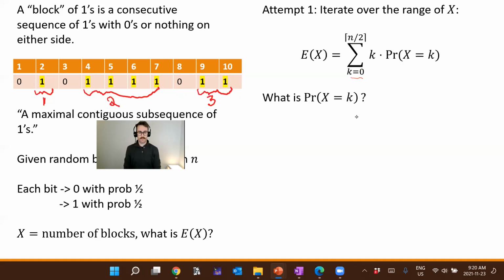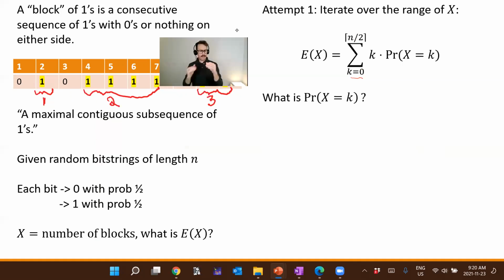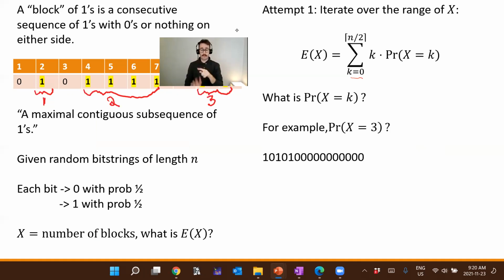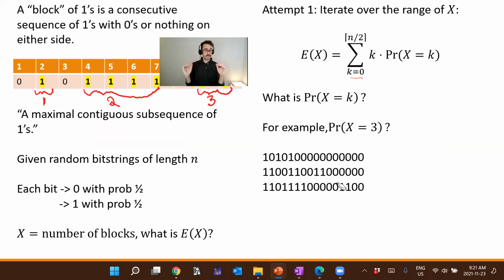All right, so what is the probability that x is equal to k? Well, we can take, for example, x equal to 3. So this is a bit string with 3 blocks. This is also a bit string with 3 blocks. This is also a bit string with 3 blocks. So we have 1, 2, 3 here, 1, 2, 3 here, 1, 2, 3 here. These all look very different, and it's not hard to think of other examples.